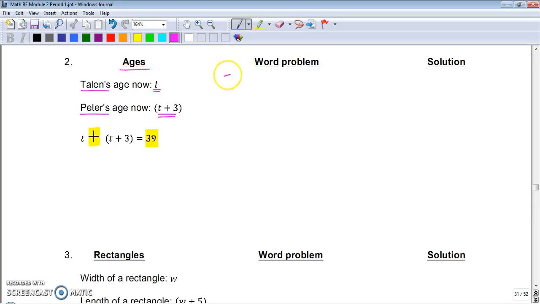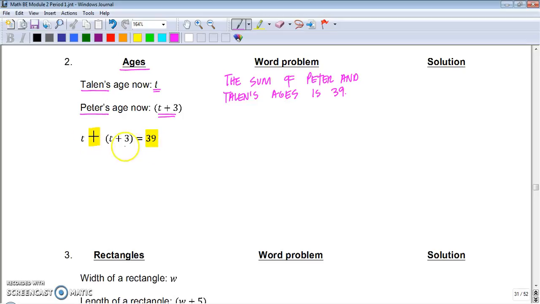So let's write our word problem. The sum, because I'm adding these two ages, so I could just say that the added ages of Talon and Peter are 39, or I could use the vocab word sum. The sum of Peter and Talon's ages is 39. There's my first fact.